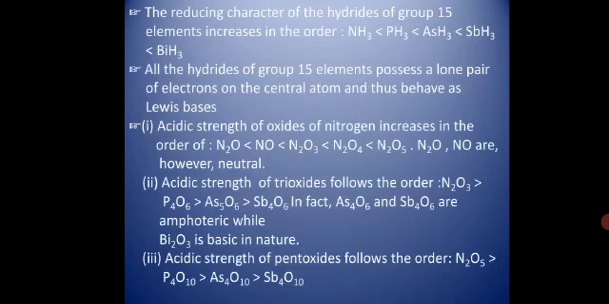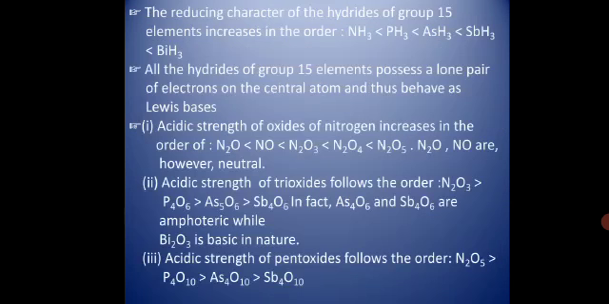Similarly, the reducing character of the hydrides of the group 15 elements increases in this particular order: NH3, then PH3, then AsH3, then SbH3, then BiH3. I have discussed the reducing character with you. It increases, it does not decrease, mind it, because ammonia is the most basic in nature and BiH3 is the least basic in nature. So if it is least basic, it is most acidic.